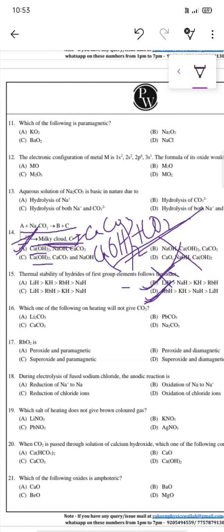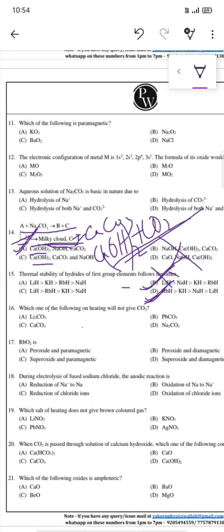15D. I'm checking my answer. 15D. No, 15B. Thermal stability of first group. Okay, I'm looking at my notes. Thermal stability: ionic compounds that break down on giving heat are thermally not stable. So as a block compound, down the group thermal stability increases.